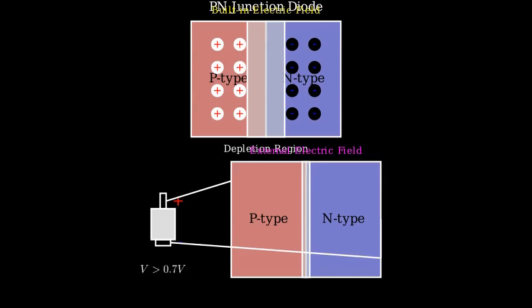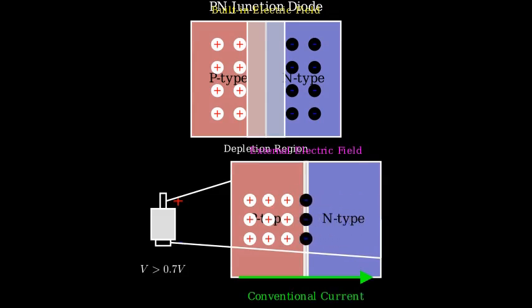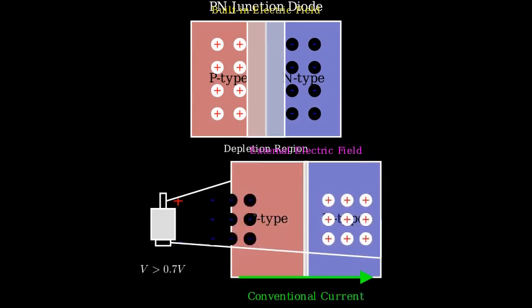When the applied voltage exceeds a threshold value, typically around 0.7 volts for silicon diodes, the depletion region becomes so narrow that charge carriers can flow across the junction. Majority carriers, which are electrons from the N side and holes from the P side, flow across the junction. This establishes a substantial current in the conventional direction from the P side to the N side.